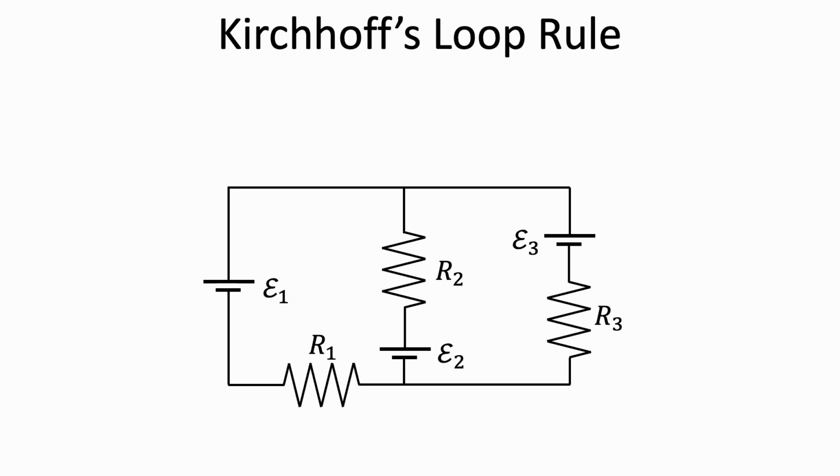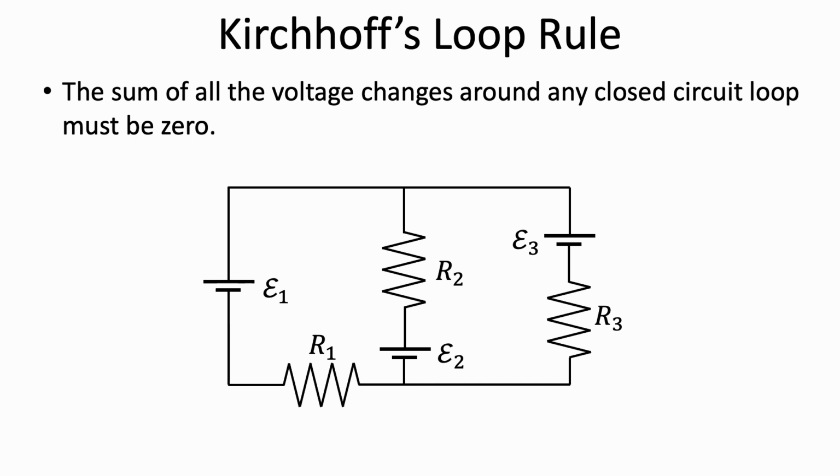In this video, I will give a simple explanation of Kirchhoff's loop rule and explain how to use it to set up equations for circuit analysis. Kirchhoff's loop rule, which is also known as Kirchhoff's second law, says the sum of all the voltage changes around any closed circuit loop must be zero. We will use this circuit shown on the screen to understand how to set up equations.